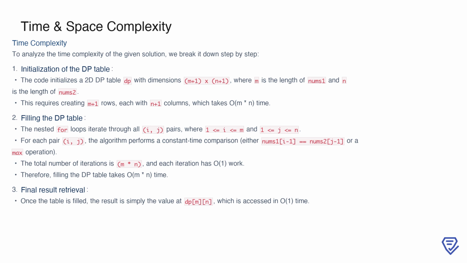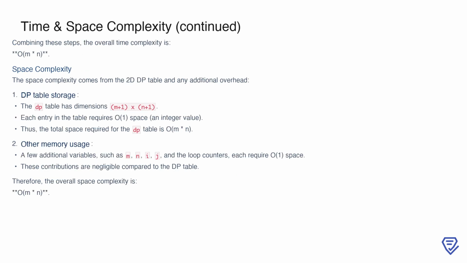Finally, the result is retrieved from the last cell in the DP table, which is an O(1) operation. Combining these steps, the dominant factor here is the DP table initialization and filling, giving us an overall time complexity of O(m*n). When we combine all the individual steps, the overall time complexity for this algorithm is O(m*n).